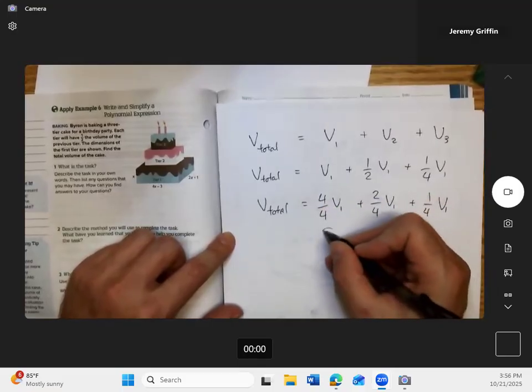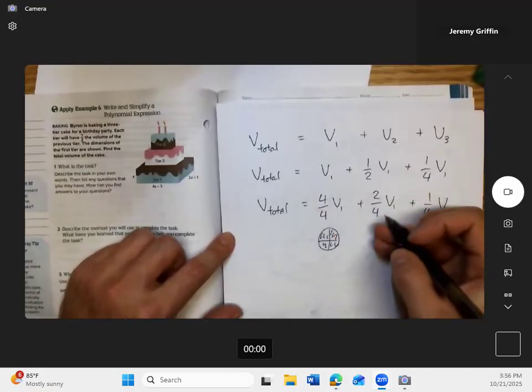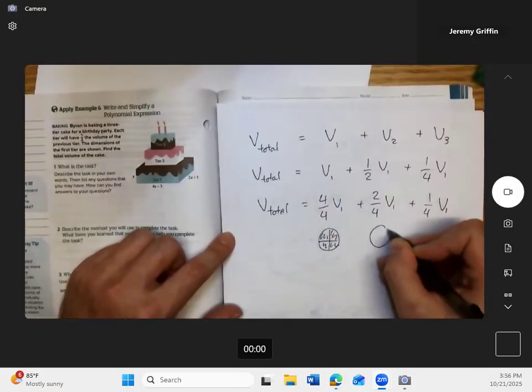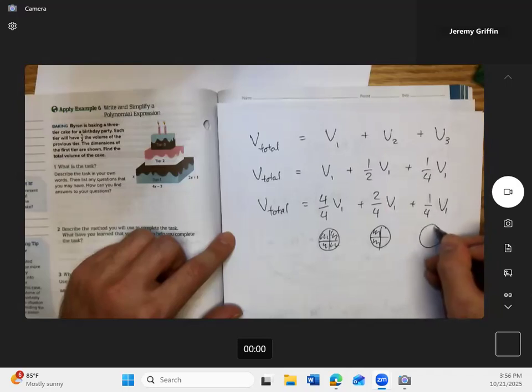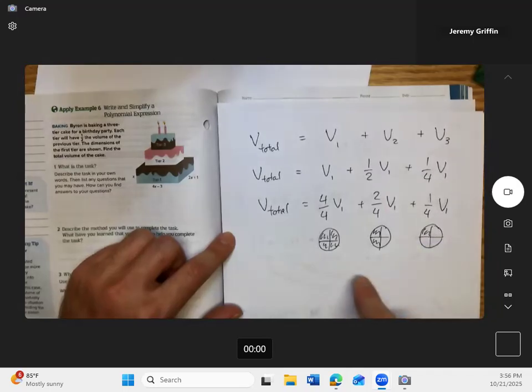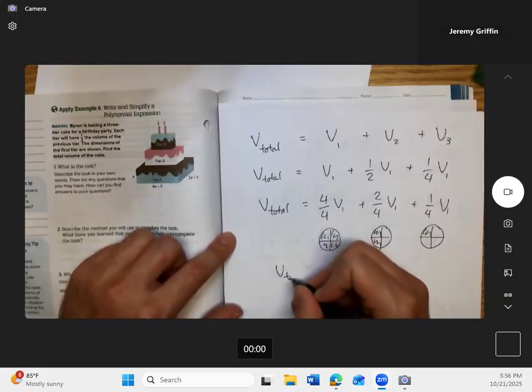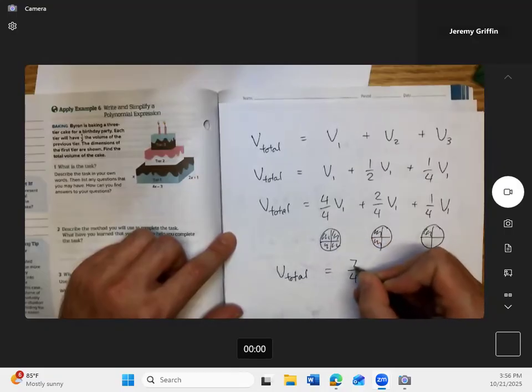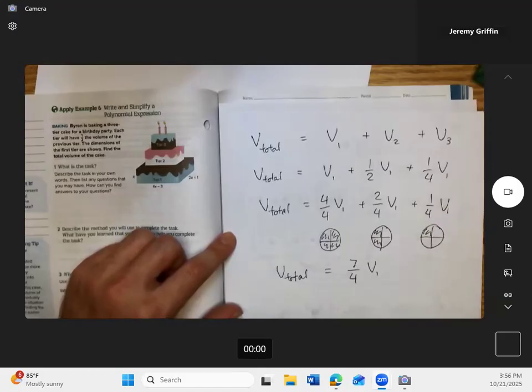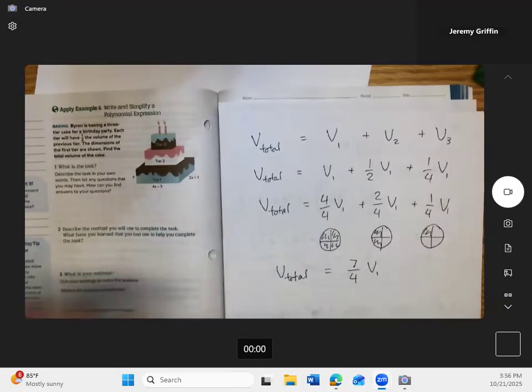I'll show you little pie charts too. If I had 1, 2, 3, 4 quarters, that's just V1. Here's 2 quarters, or half if you like, and then 1 quarter. If you didn't see before how to add fractions, you can see it now. We've got 4 quarters, 2 quarters, 1 quarter. It's 7 quarters. So the total volume is going to be 7 quarters of whatever the volume of tier 1 is. So we figured that out.